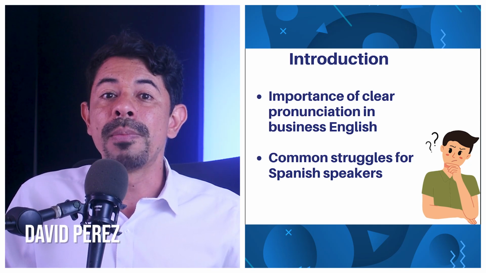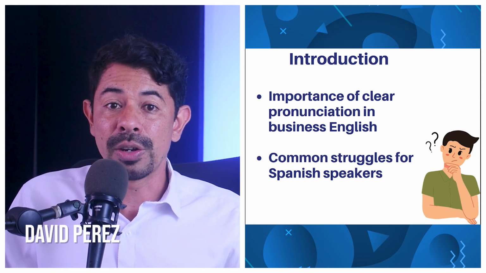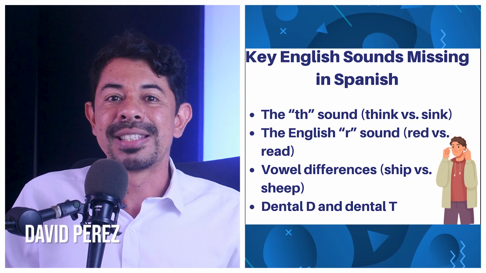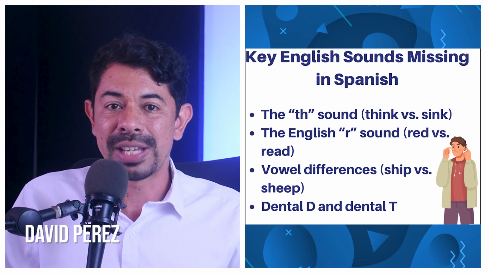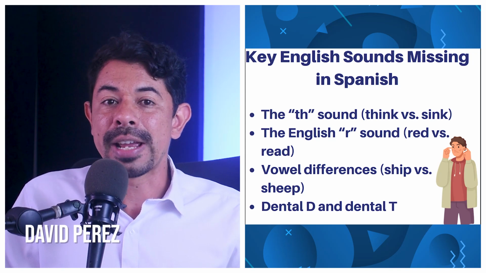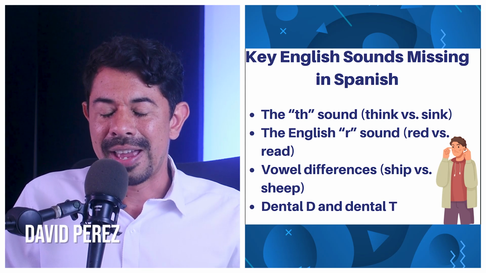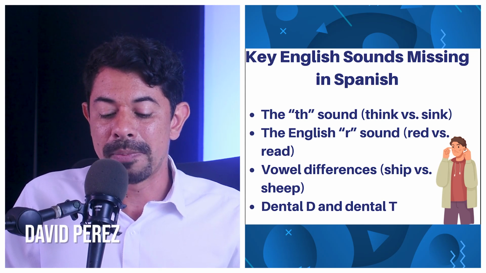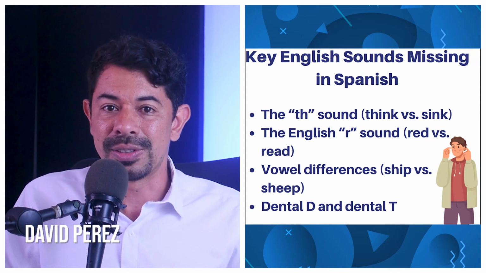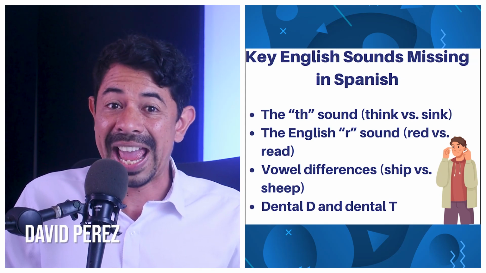Now, let's check what some of the most common struggles are for native Spanish speakers when it comes to pronunciation. The first one is the TH sound, which doesn't exist in Latin American Spanish. It does exist, or part of it exists in Spanish from Spain, but it doesn't exist in Latin American Spanish, and that is the th sound, as in think, thought, throw, thank.